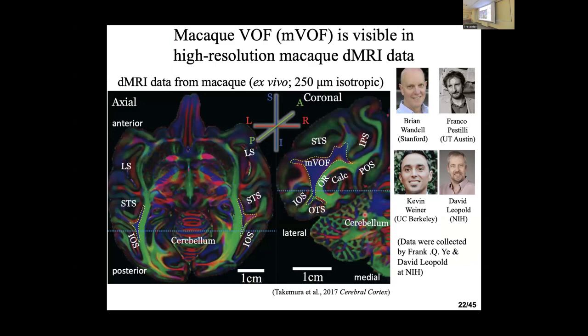This is ex vivo diffusion data acquired from post-mortem fixed macaque monkey brain tissue with 250 micron voxels. Then I could explain this color coding. This color coding is called DEC, diffusion encoded color map, where red means the diffusion direction is left to right, green is anterior to posterior, blue is superior to inferior.